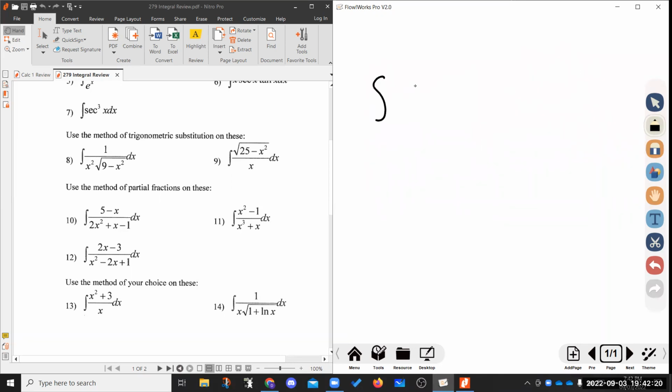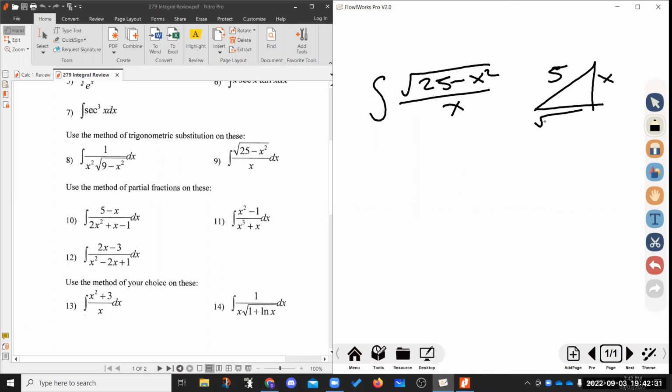Now we're going to deal with the integral of the square root of 25 minus x squared over x. This is 5. This is x. This is root 25 minus x squared. This is theta. So again, we're defined in terms of sine here. This is x over 5. So 5 sine theta is equal to x. 5 cosine of theta d theta is dx.